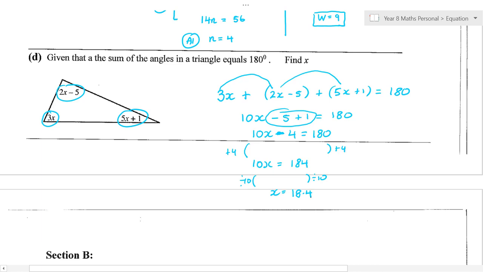Now it says, given the sum of the angles, find x. That's all we've been asked to do. So we don't need to state what each of these angles are, because we're just simply answering the question.